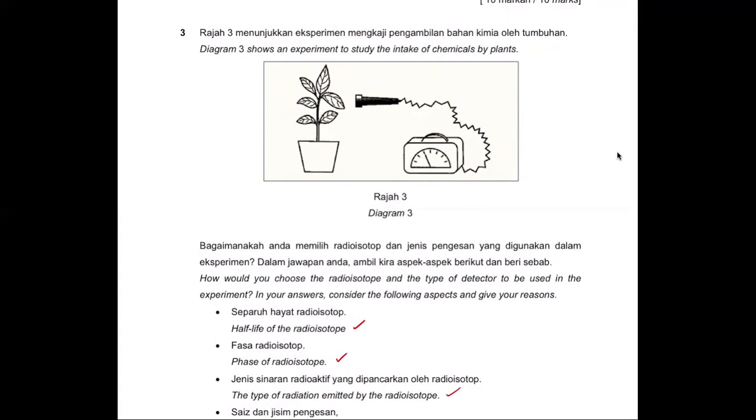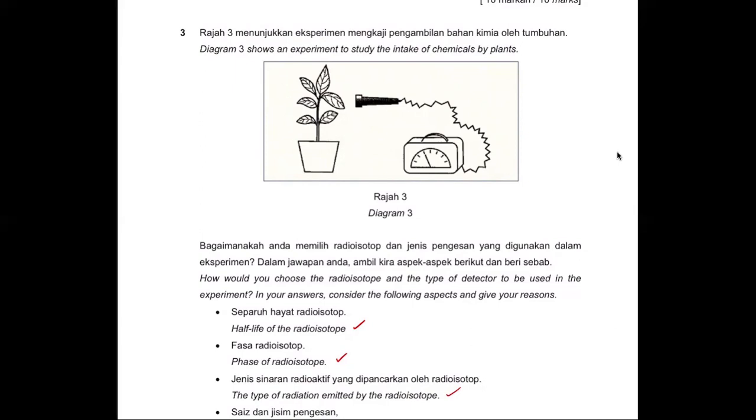Reason is so that there is still sufficient activity available to be measured during the course of the investigation, and the negative effects will be minimized as the half-life is not too long, right? Because you are doing an experiment to study the intake of chemicals by plants. So the radioisotope that you will be using, it should have a short half-life so that you won't be exposed too much on the radiation.